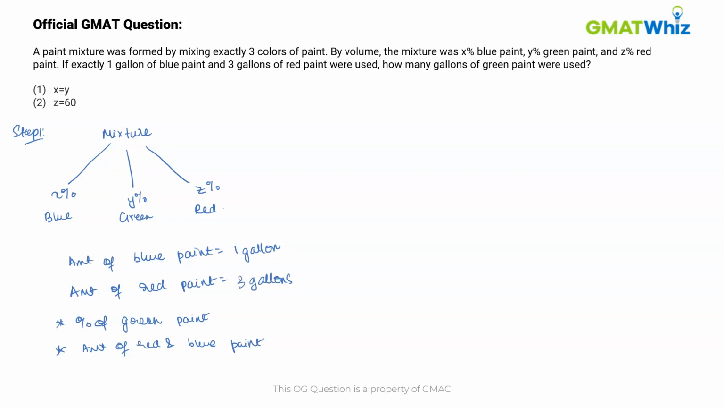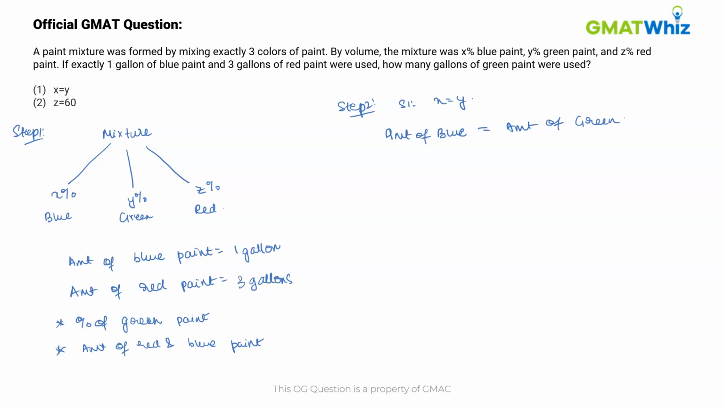Now let's move on to step 2 and analyze statement 1. According to statement 1, the value of x equals the value of y. So what does this mean? This basically means that the amount of blue paint is equal to the amount of green paint.